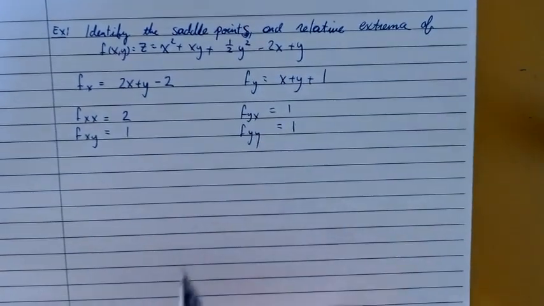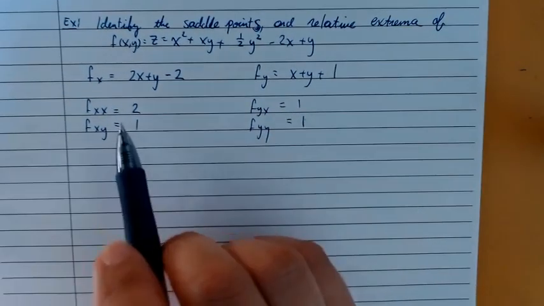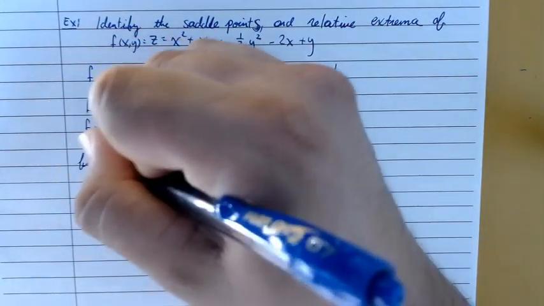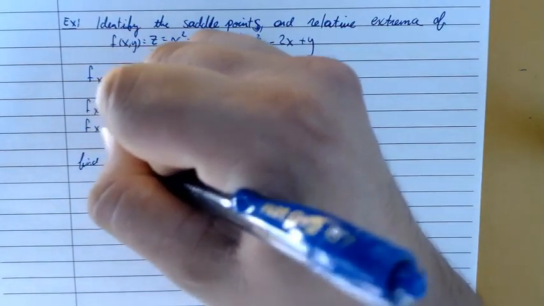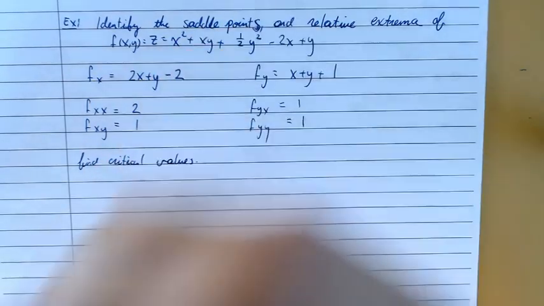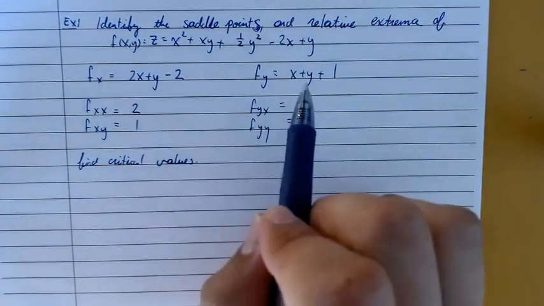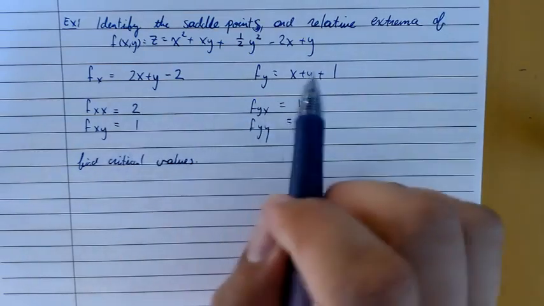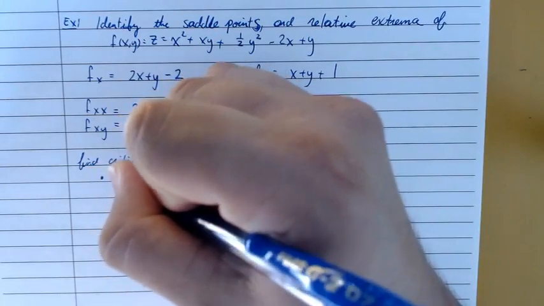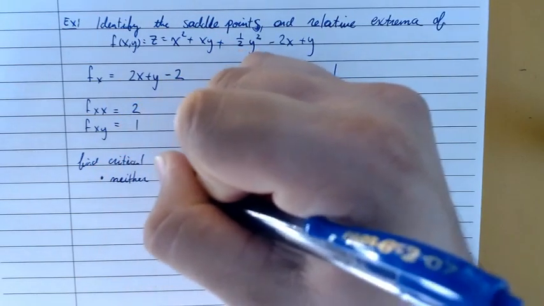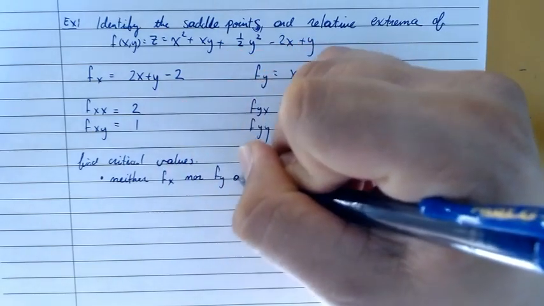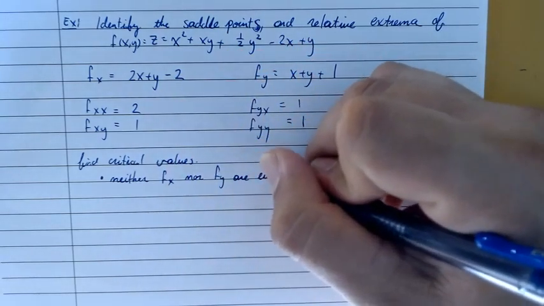Now, we can find the critical values by looking at the first derivatives. So first of all, let's find critical values. First of all, we want to find, are either of these ever undefined? Well, they're polynomials, so no. Neither f sub x nor f sub y are ever undefined.